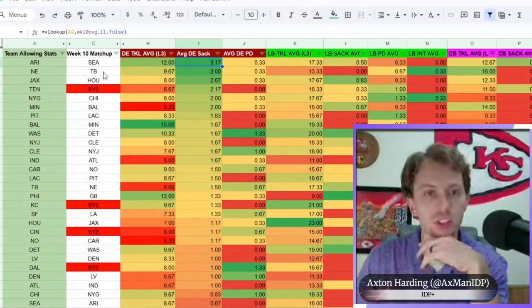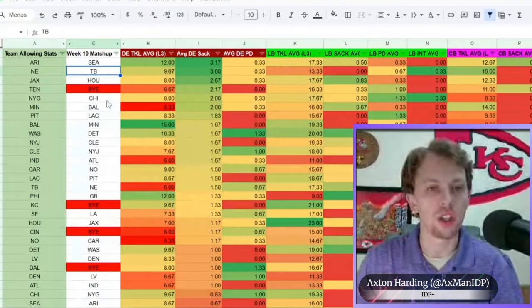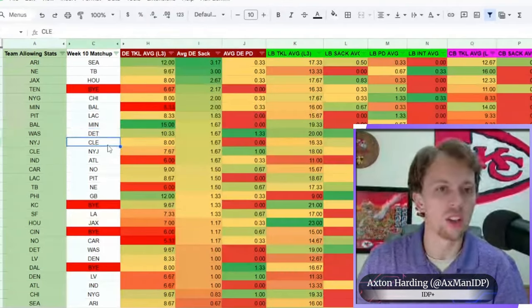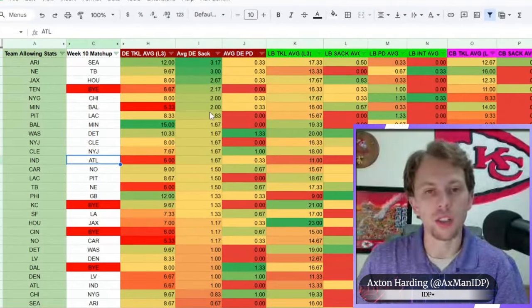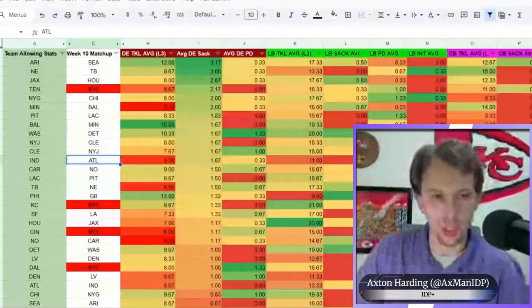Tampa Bay defensive ends as well. Houston Texans, the Chicago Bears, Baltimore Ravens, the Chargers, Vikings, Lions, Browns, Jets, and Atlanta Falcons kind of make up the top part of the more desirable matchups relating to defensive end sack production over the last few weeks.